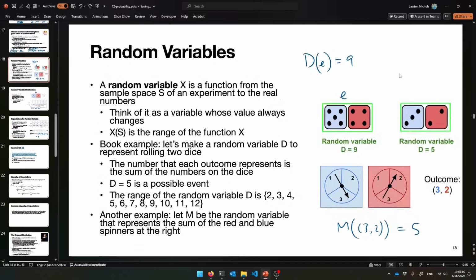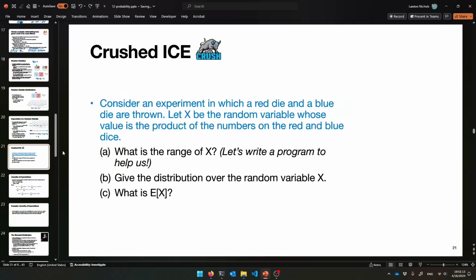It's really just a function, right? That gives back a number that represents something about what happened in your experiment, like the sum of the dice or the sum of the spinner's values. You could do the product. It doesn't matter, okay? So here's one where we do the product.